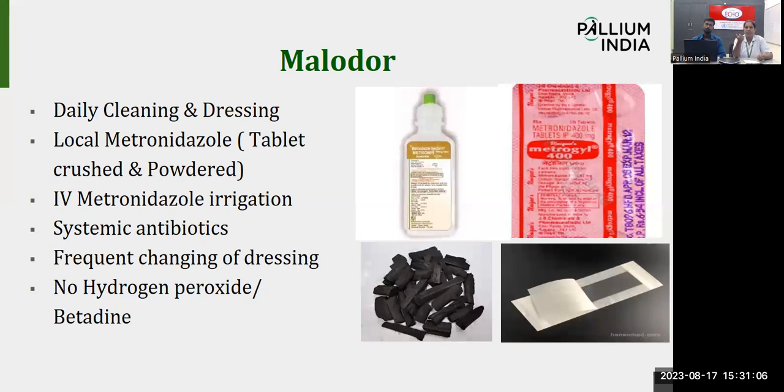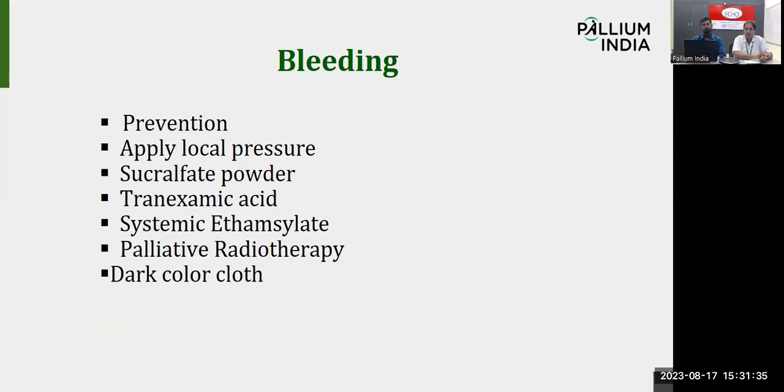Because the blood vessels will be involved, we have to be extra cautious when we are doing a dressing to a fungating wound, right? Then also frequent changing of the dressing is important, but consider that we have to soak the dressing and then remove. And also no hydrogen peroxide and betadine, because these are all irritants. We have to use normal saline, and we can irrigate with IV metronidazole injection.